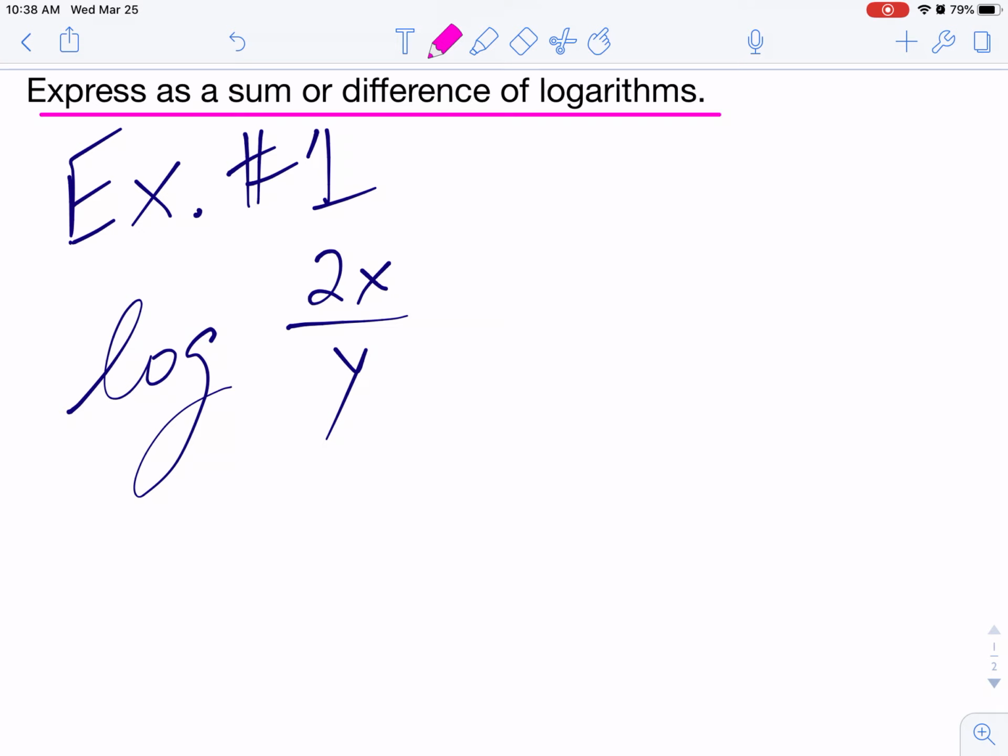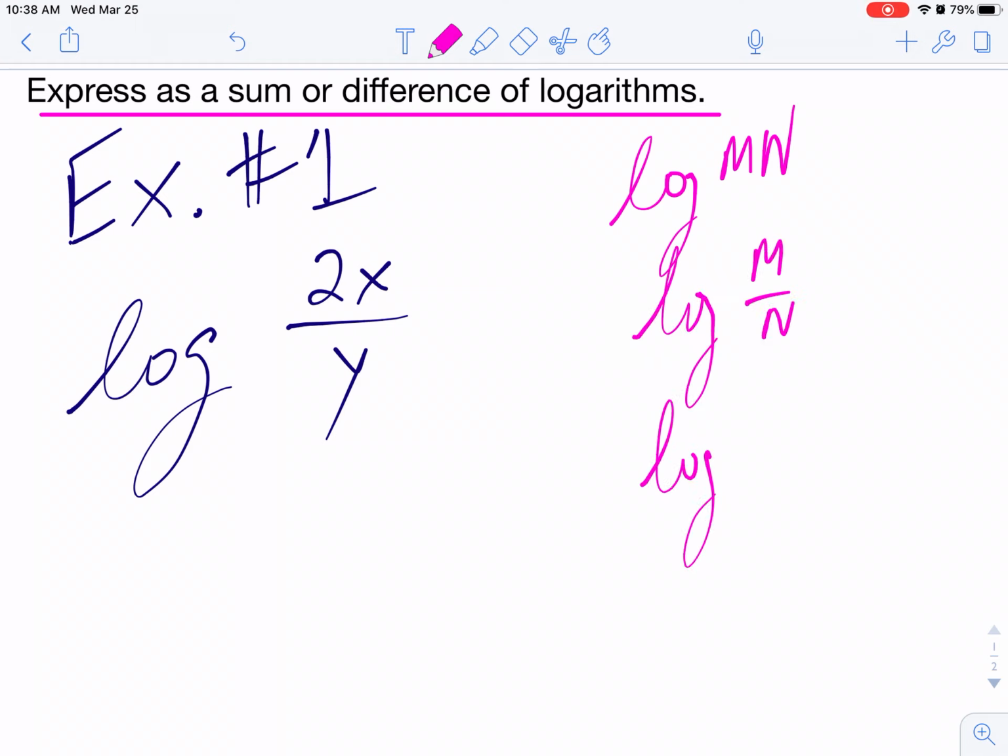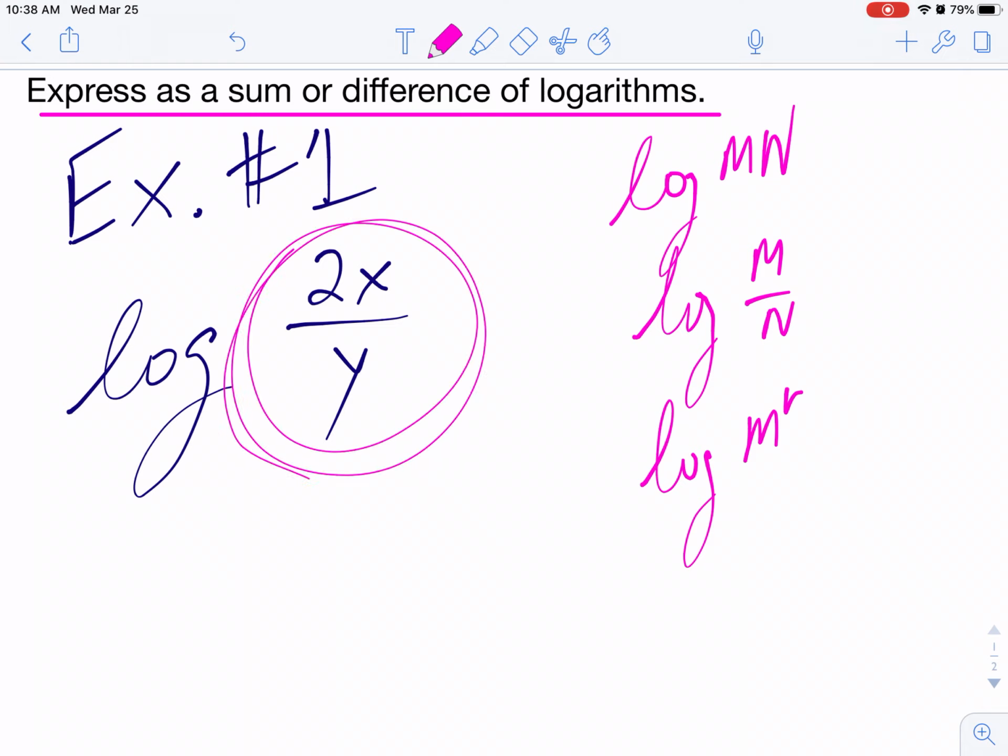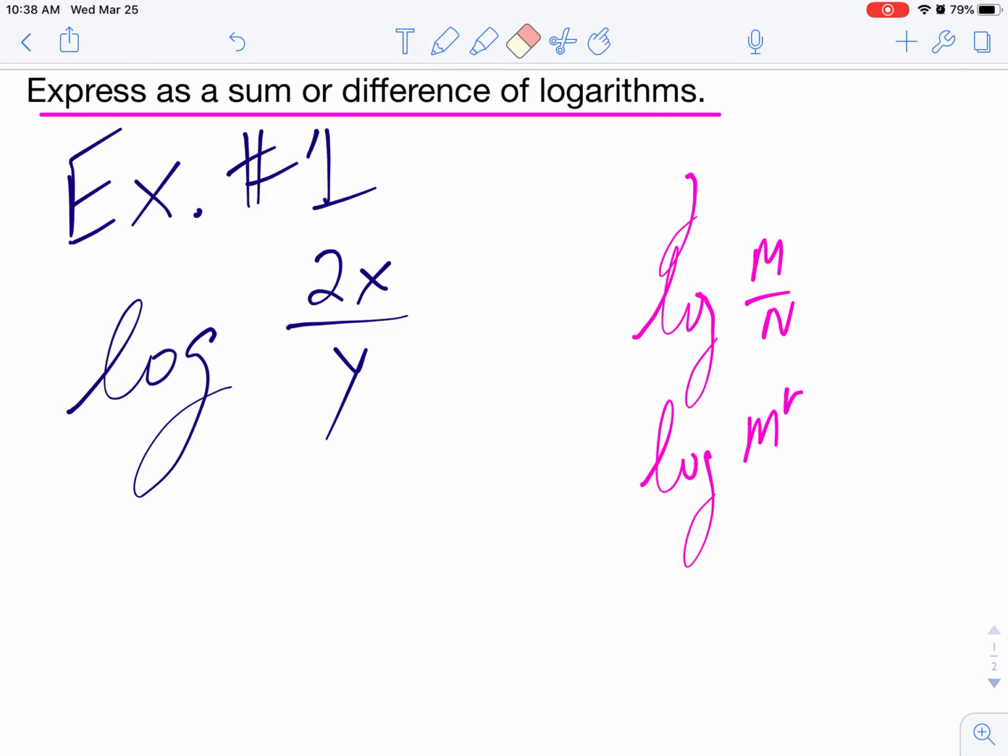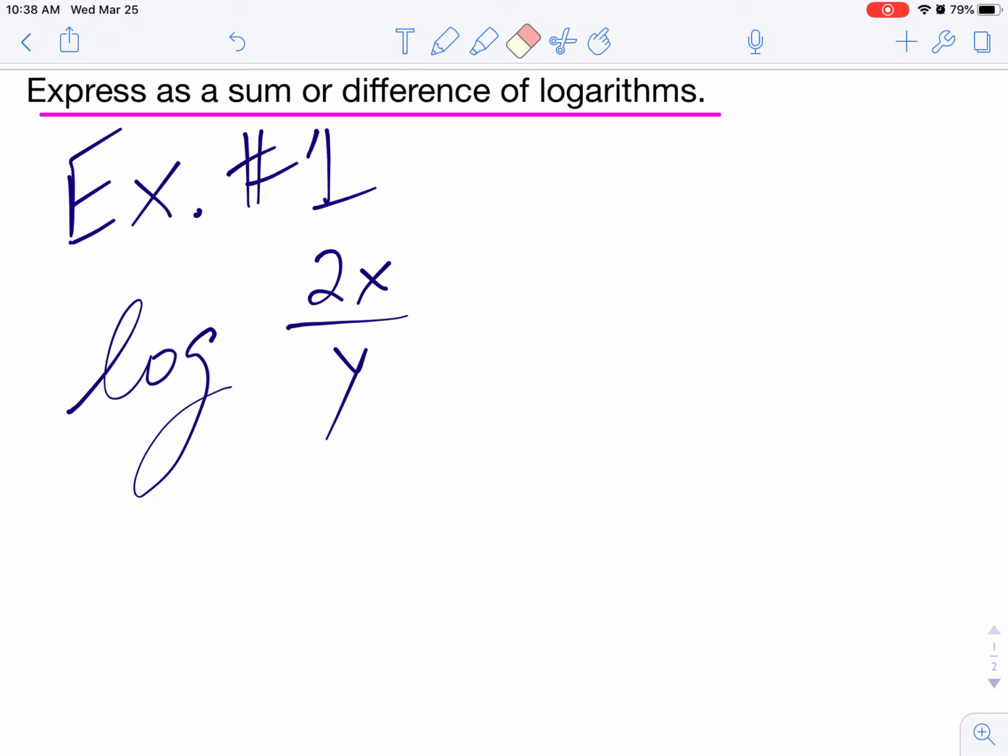So the thing to look at first is you have those 3 rules, those 3 properties. You had the product property, you had the quotient property, and you had the power rule. Now this problem has 2 of those rules in it. You're going to notice there is a fraction, so we do have to use the quotient, and then there is a product, so we have to use the product property as well. If you see a quotient, usually I'll suggest you do that first.